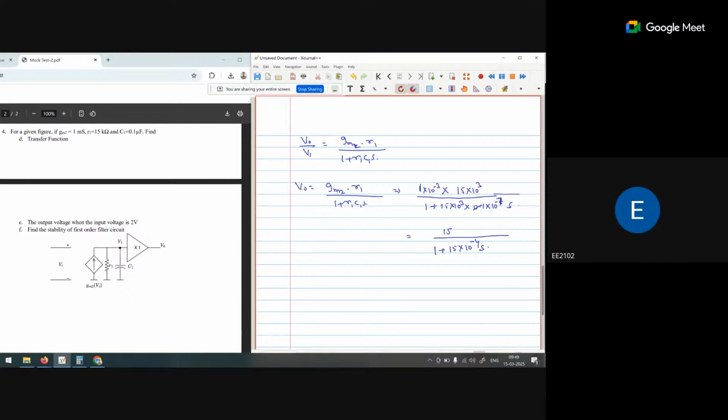Okay, so this is the output voltage. The frequency is not given here. If the frequency is given, we can calculate the magnitude: V naught is 15 upon the square root of 1 plus 225 into 10 to the power minus 8 omega square. If the frequency is given, we can calculate V naught.